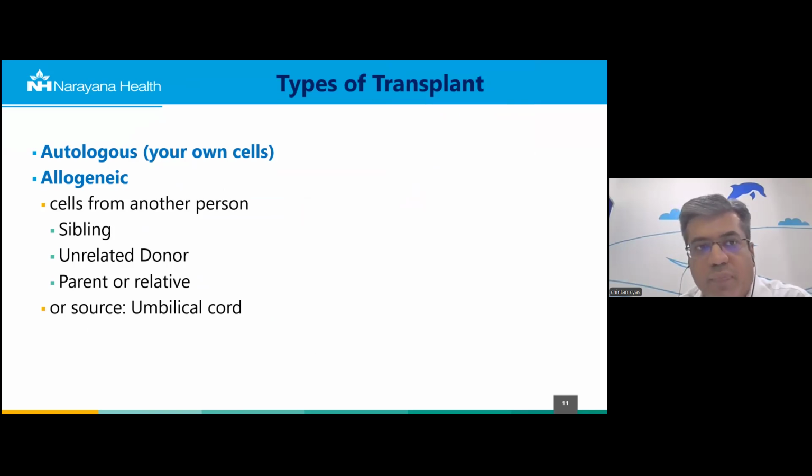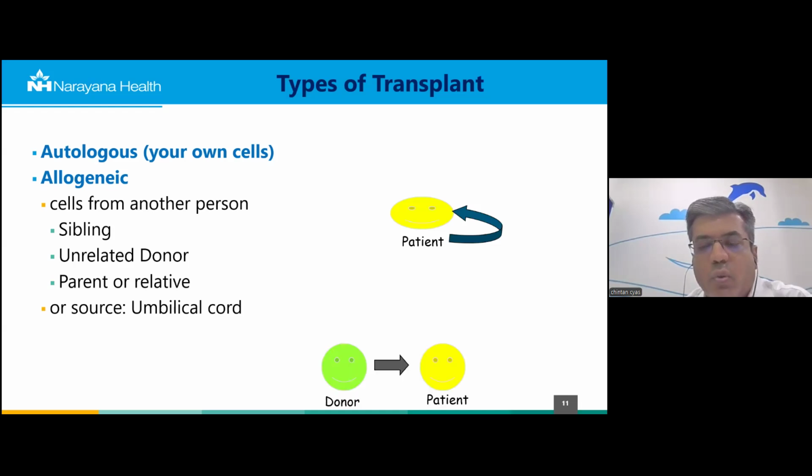So as you are well aware, hematopoietic transplant is mainly divided into two types. One is autologous, which is your own cells, and the second is allogenic, where the cells can be taken from a sibling or from an unrelated donor or from relatives. And the third source is cord blood. So we'll explain all of this. Now, as you can see, this is a patient and this is a donor. If you are using the patient's own cells, it is called autologous transplant. And if you are using the donor cells, it is called allogenic transplant.